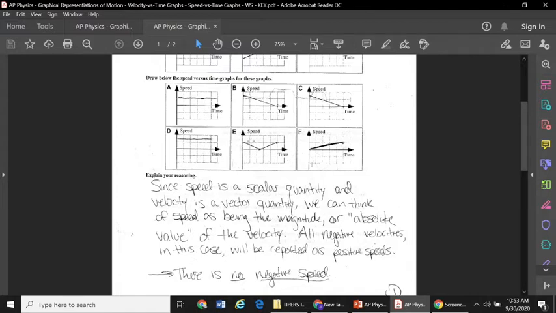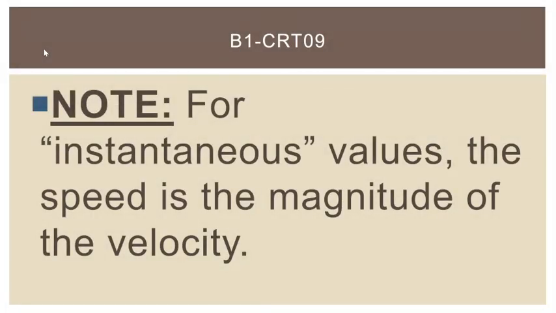Take a second to write that down. And when you're finished, let's write down this note. For instantaneous values, the speed is the magnitude of the velocity. Essentially, what we mean here when we say for instantaneous values is like if you remember back to when we first started talking about average speed and average velocity, we were getting average velocity numbers that were smaller than the average speed.